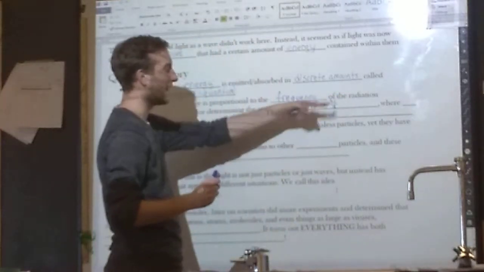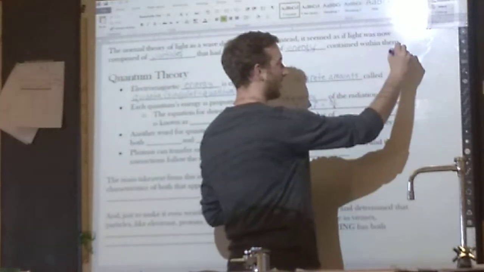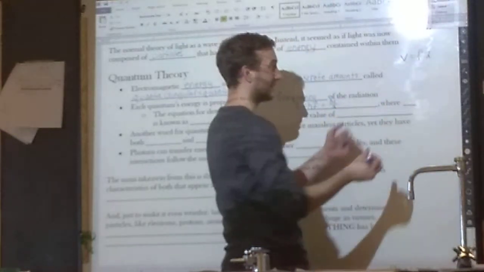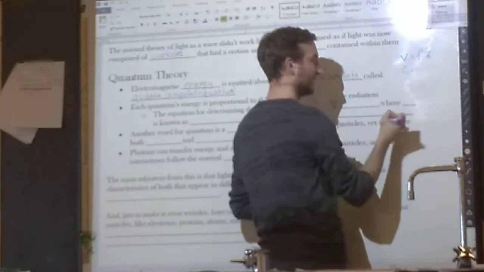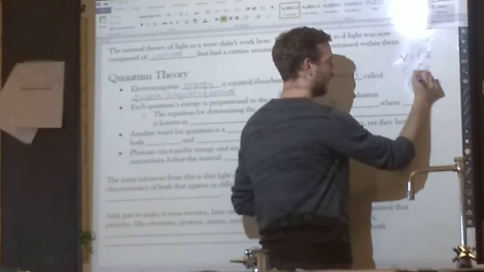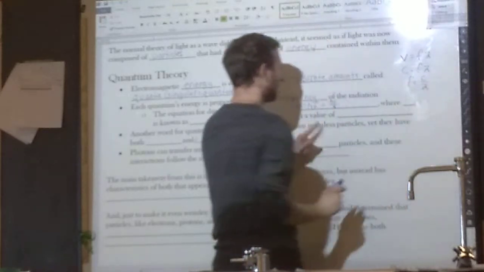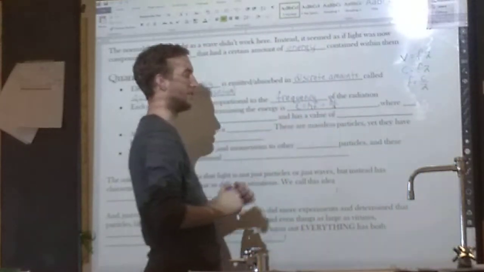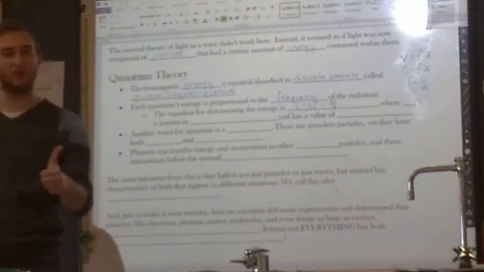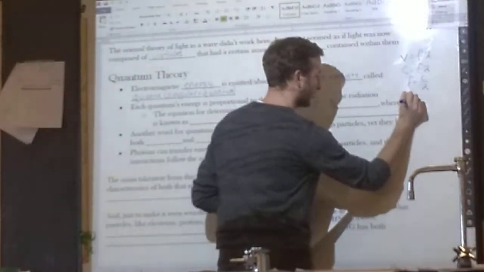If you want to know where the HC over lambda thing comes from, it comes from this: if you remember the equation V equals F lambda, if I'm talking about light, light moves at the speed of light, so C equals F lambda. If I solve this for F, F is equal to C over lambda. That's all we've done here. We replaced F with C over lambda. Okay? So, this is weird. The energy is proportional to the frequency. And we have this weird constant H.